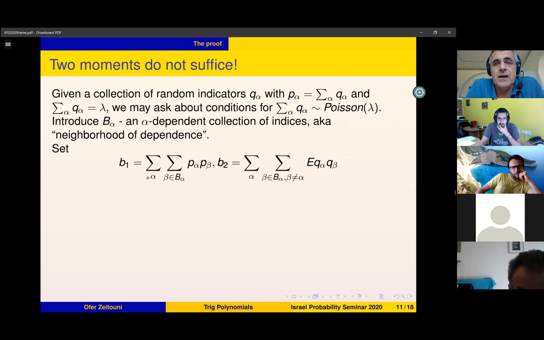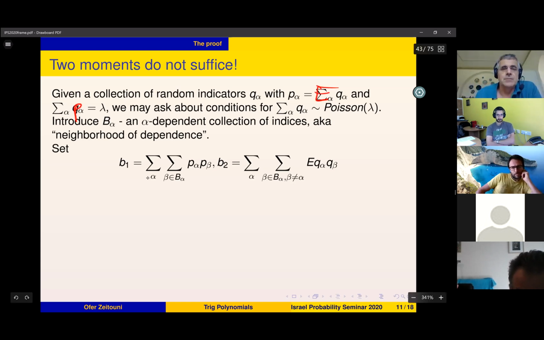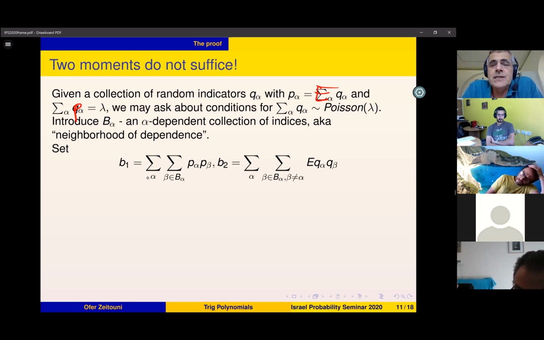So the sum of P alpha, we agreed, is essentially lambda. And then all this means is that if you want B1 small, B alpha is little order of the total number of points. B2 is a more complicated quantity. It captures the fact that the correlation, while existent, is weak within B alpha. Namely, that the probability to have two successes in the neighborhood, so that are close enough, is small. So this is B1 and B2.